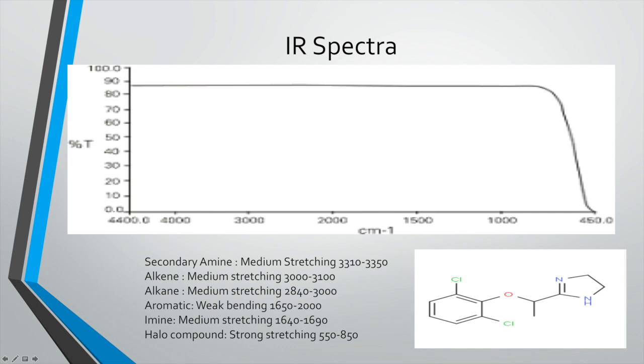For the amine group, you would see medium stretching between 1690 and 1640. And for the halo compound of the carbon attached to the chlorine, you'd see strong stretching in the fingerprint region between 850 and 550.